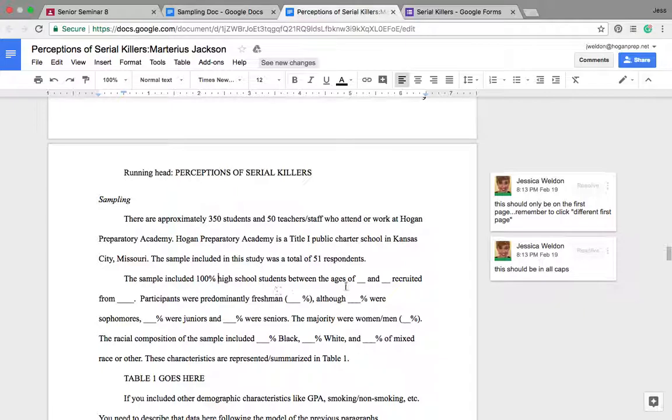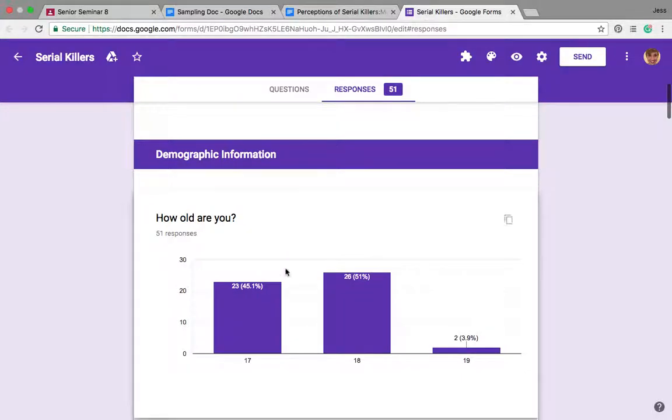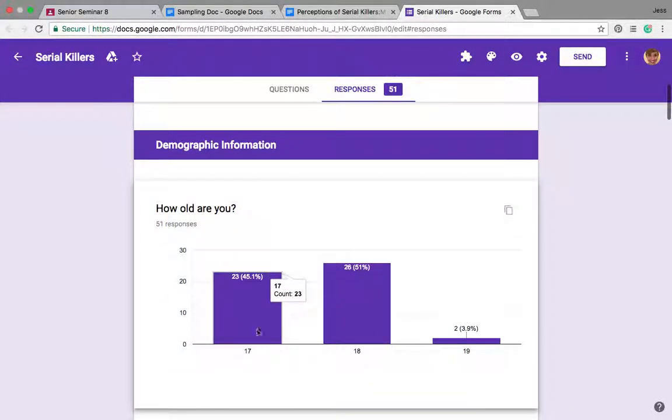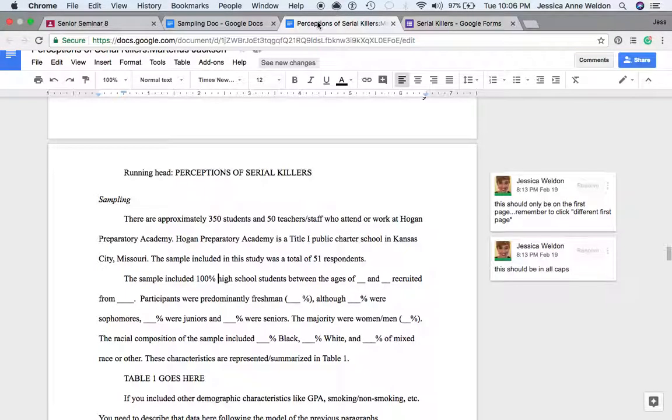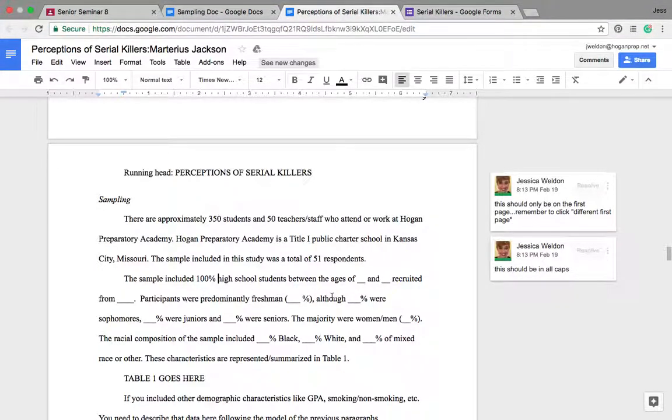Then it's asking between the ages of blank and blank. So how old are you? 17 is the youngest and 19 is the oldest. So that is 100% high school students between the ages of 17 and 19. And this survey came from my classroom, so they're recruited primarily from senior seminar classes.